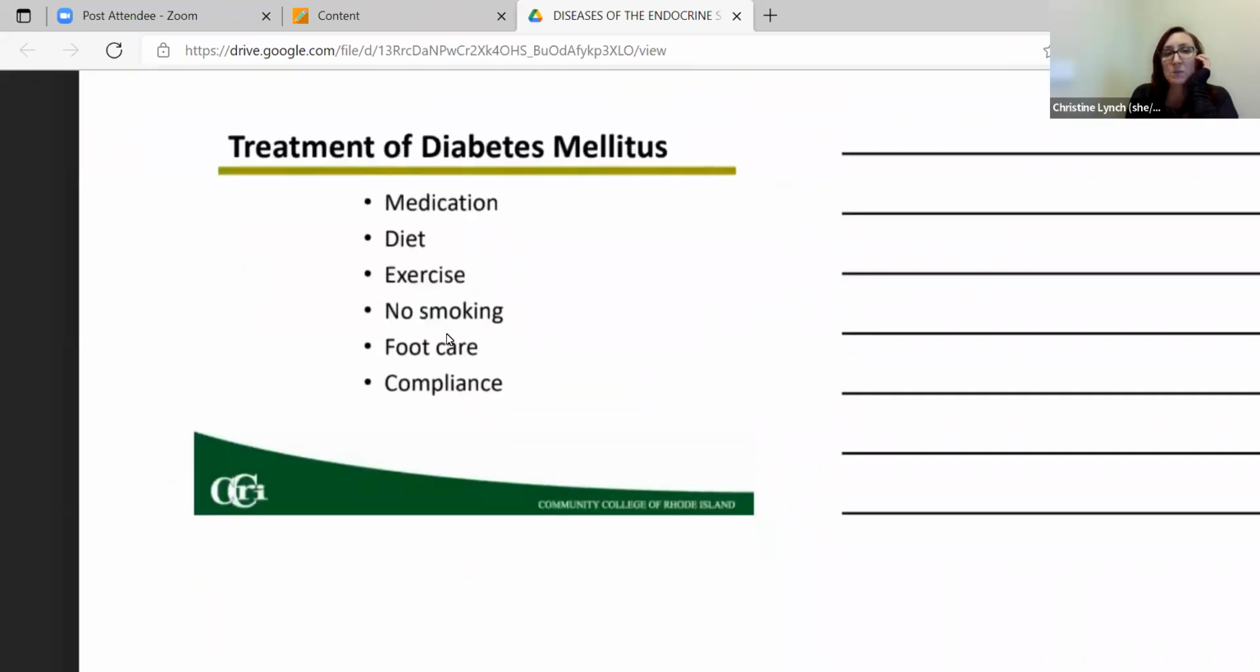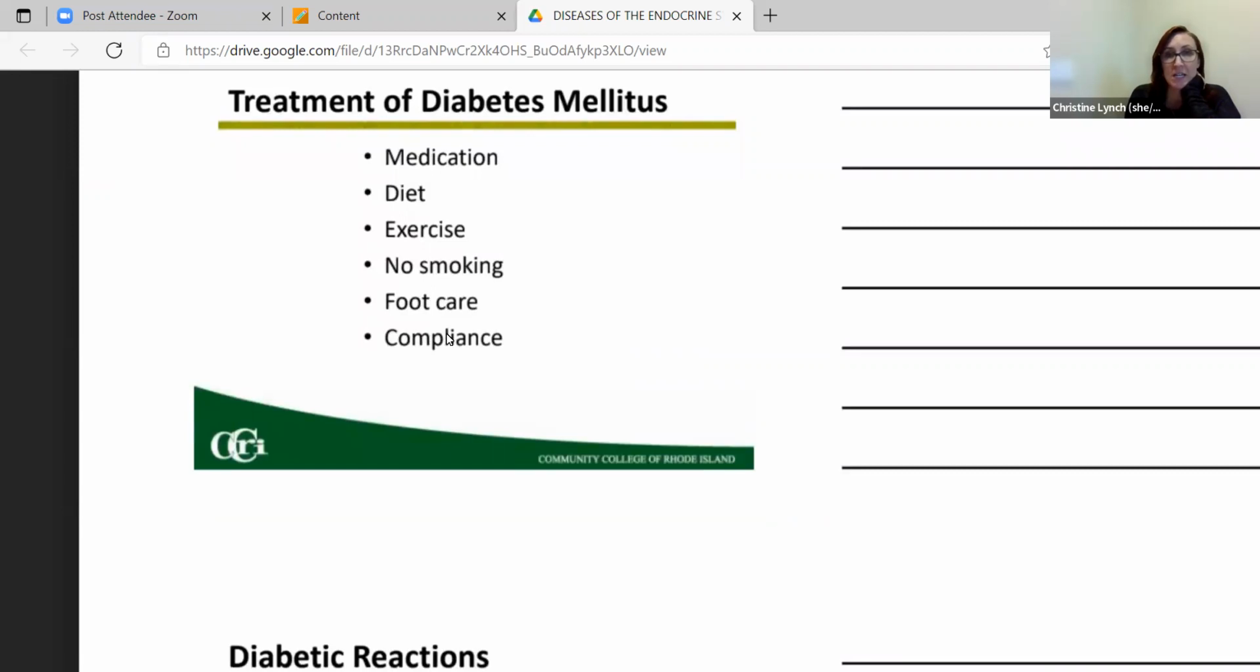And then we have treatment. So treating diabetes mellitus centers around maintaining a normal blood glucose level, whether you have type 1 or type 2. And individuals with diabetes mellitus have to measure their blood glucose levels daily, using a glucometer.